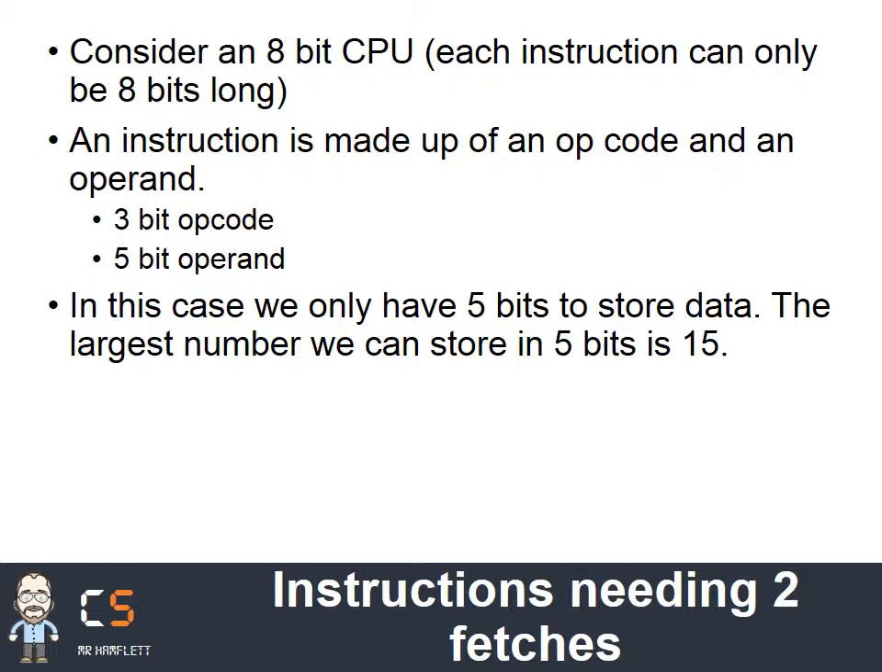Consider we've got an 8-bit CPU and our opcode contains 3 bits and our operand has 5 bits. So in this scenario, our operand can only store 5 bits. That means the largest number we can store is going to be 31, because the biggest number you can store in 5 bits is 31.